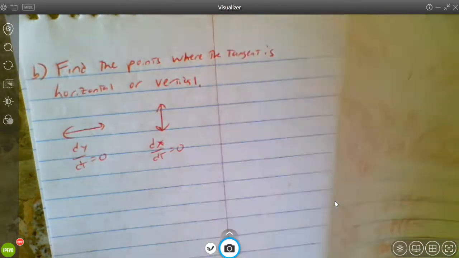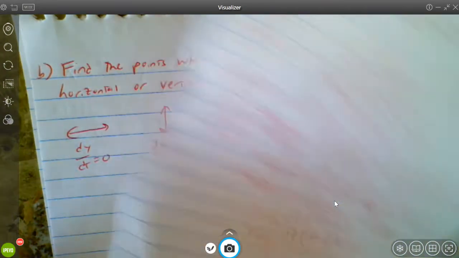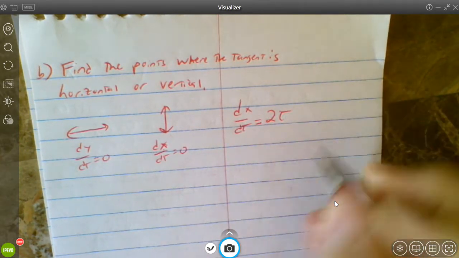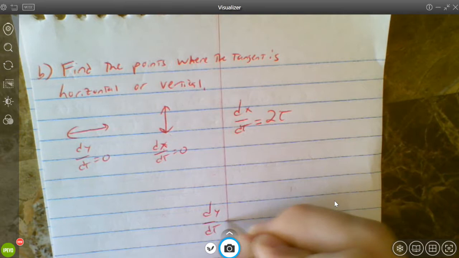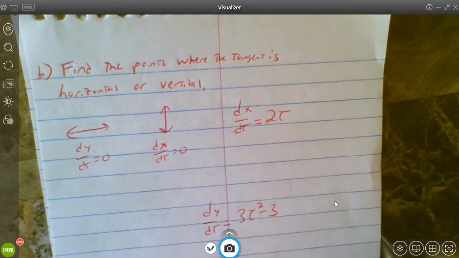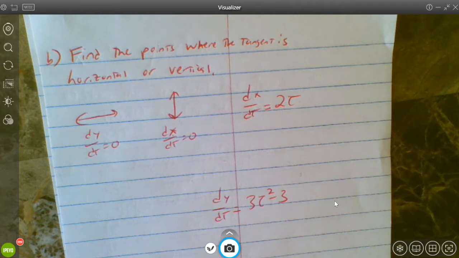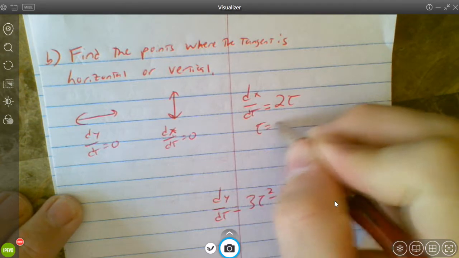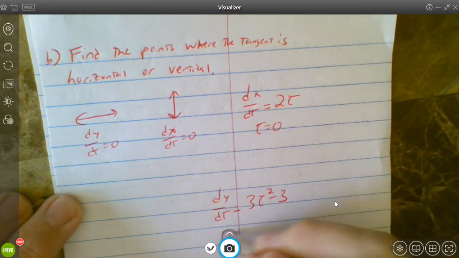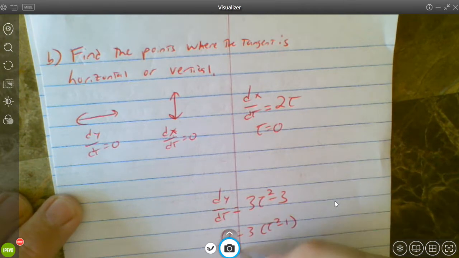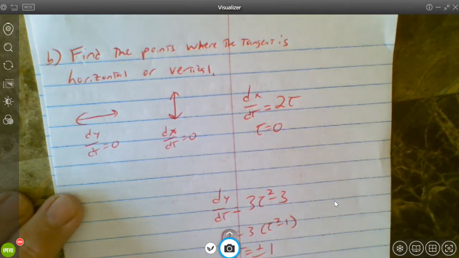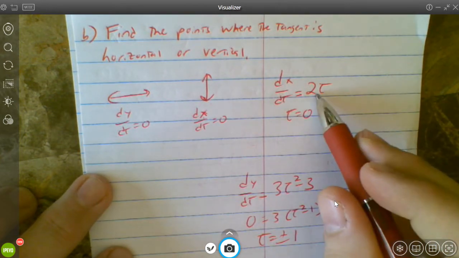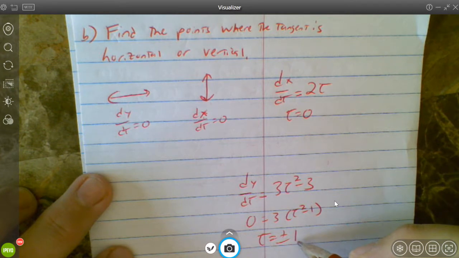Okay, so find the points where the tangent is horizontal, vertical. Well, I've already got my derivatives from the first part, so let me cheat a little bit and just recopy it. dx/dt was 2t, and dy/dt was 3t squared minus 3. This is from the first video. If you didn't see how I got all that, take a look at that one before you see this one. To get dx/dt to be 0, of course, t is 0. And to get dy/dt to be 0, I've got t squared minus 1, so t equals plus or minus 1. So at t equals 0, I'm going to have a vertical tangent, and at t equals plus or minus 1, I'm going to have a horizontal tangent.